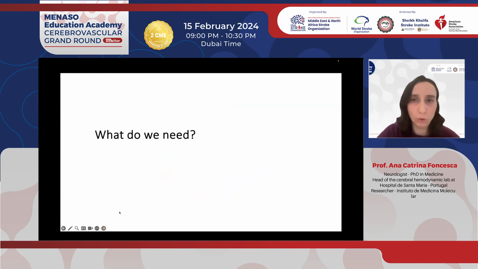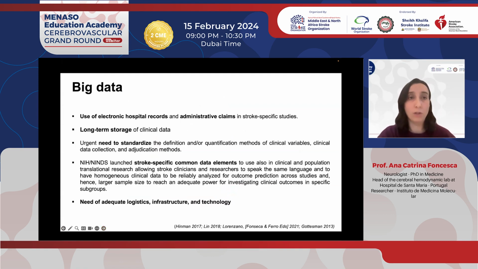And what do we need in order to do this? First of all, we are going to need to use big data. And in order to use this, we are going to need to use electronic hospital records as well as administrative data. And there will have to be places in which you can have the long-term storage of this clinical data. This data will have to be stored, and for that, we are going to need adequate logistics, infrastructure, and also technology.